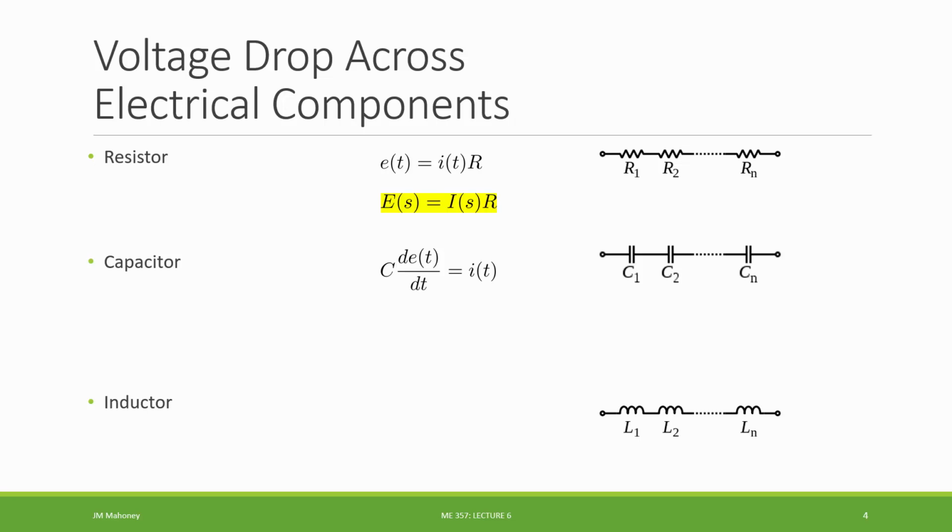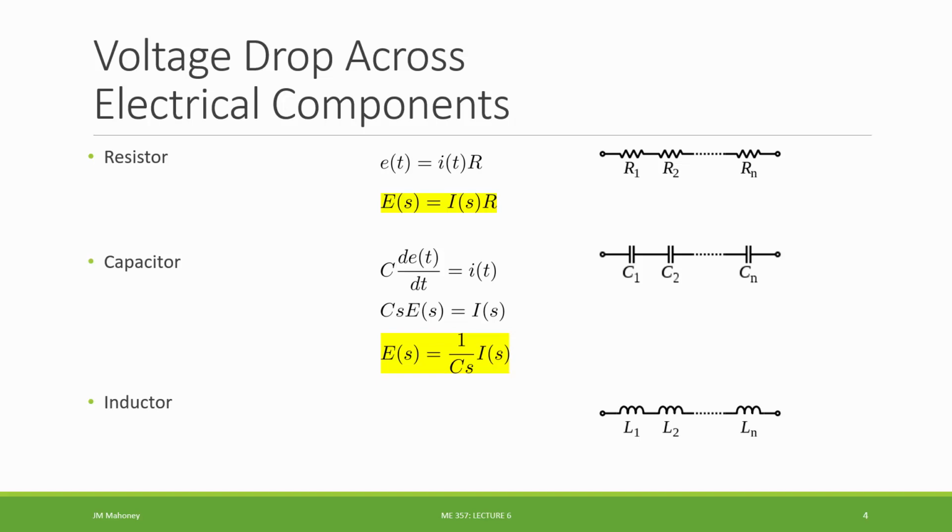So what I can do is take this, I can do a Laplace transform. The C is going to be unaffected. The derivative of little e of t becomes s times big E of s. A derivative is just multiplying by s when we're in the Laplace domain. And then little i goes to big I. And I can rearrange this because I want everything in terms of voltage drops. So isolating the E of s term, I can say that 1 over C times s times I is equal to the voltage drop across a capacitor.